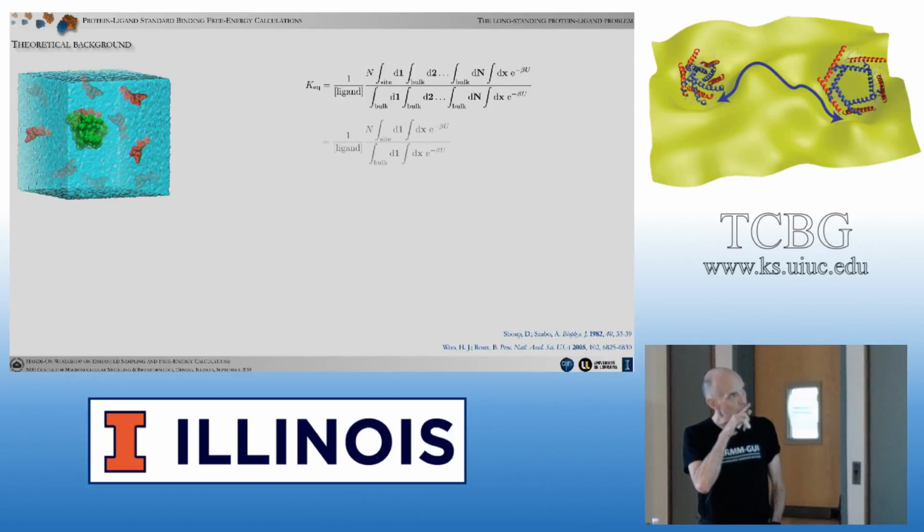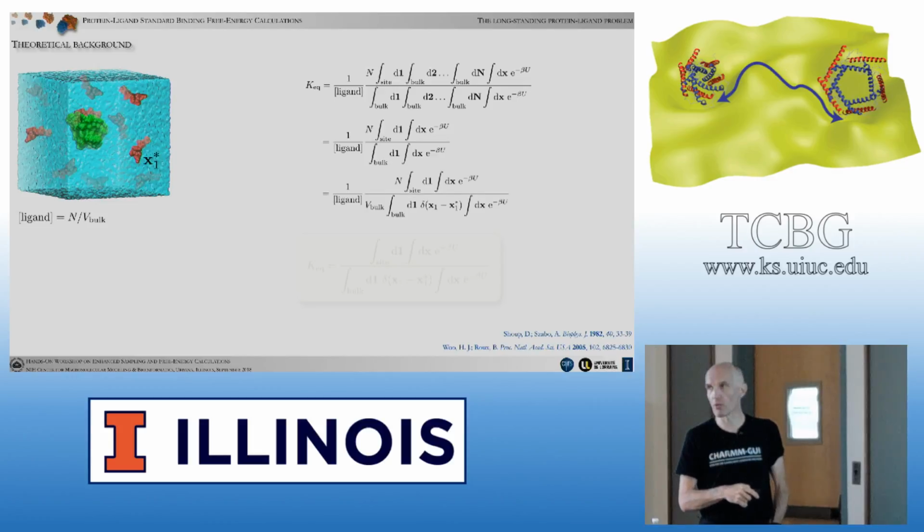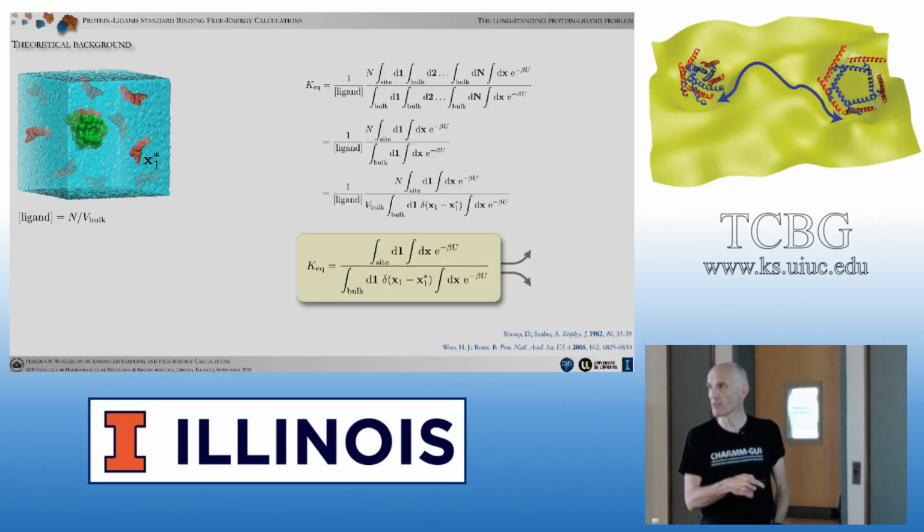And the other thing is that I'm dealing with a homogeneous solution, so the concentration of ligand is nothing else than the number of ligands divided by the volume of the bulk. Last, I'm saying that if the ligand is not bound to the protein, it is at some site x1 prime, far from the protein, so that it doesn't interact. I'm introducing that in the form of the Dirac functions here. Okay, so now here's my final expression of the equilibrium constant.